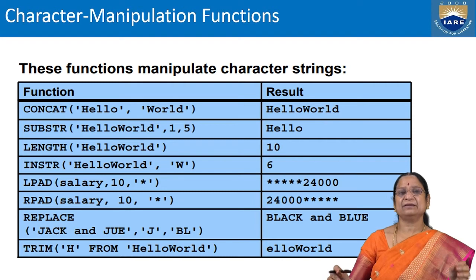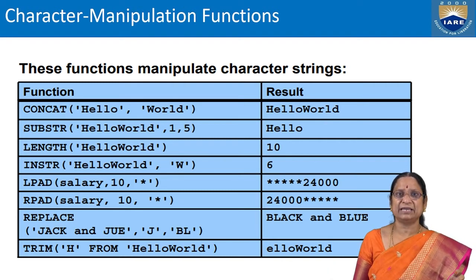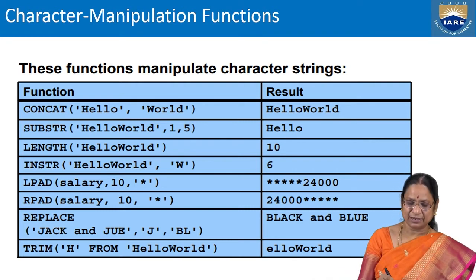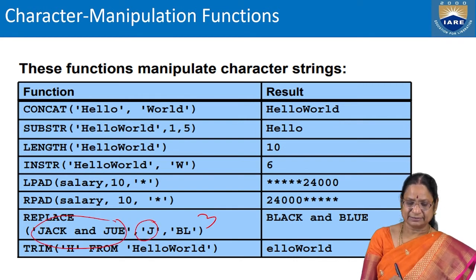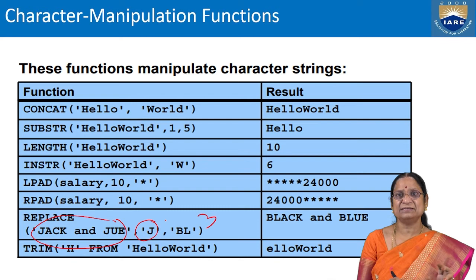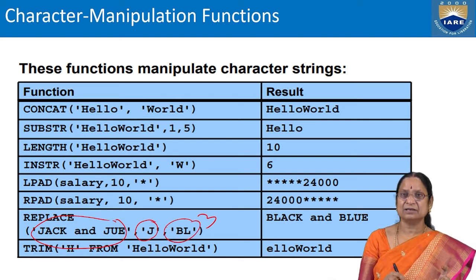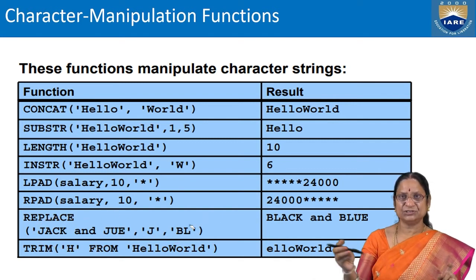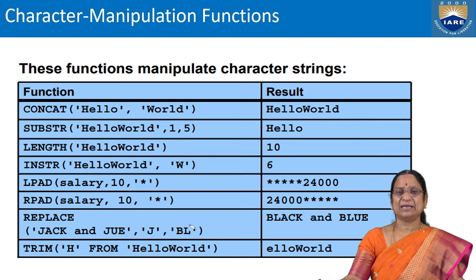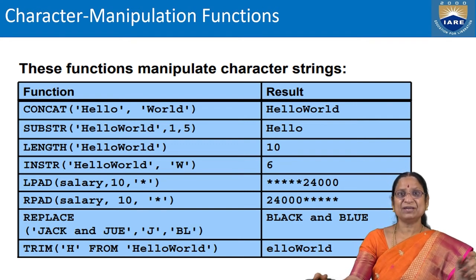Similarly, the replace command. The replace command is used within a given string. The first substring will be replaced with the second substring. So 3 arguments are going to be there for this one. The first is the main string, and the second is the substring in the main string. If it exists, the respective substring will be replaced with the second substring. In this example, Jack and Jew, and J must be replaced with BL. It replaces wherever it occurs, not only the first occurrence.